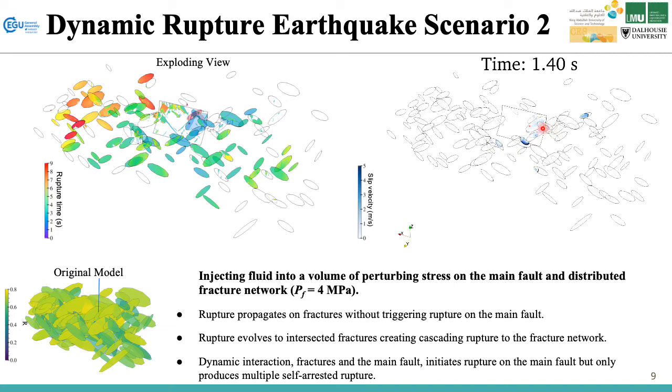The rupture starts on the fractures, without triggering the main fault plane, and then it evolves to the connected neighboring fractures, creating a cascading rupture in the fracture network. Dynamic interactions among the fracture and the main fault plane initiate a rupture also on the main fault plane. However, the stress perturbation from dynamic interaction is still insufficient to generate a runaway rupture and only facilitates a self-arrested rupture, as you can clearly see here from the rupture time.